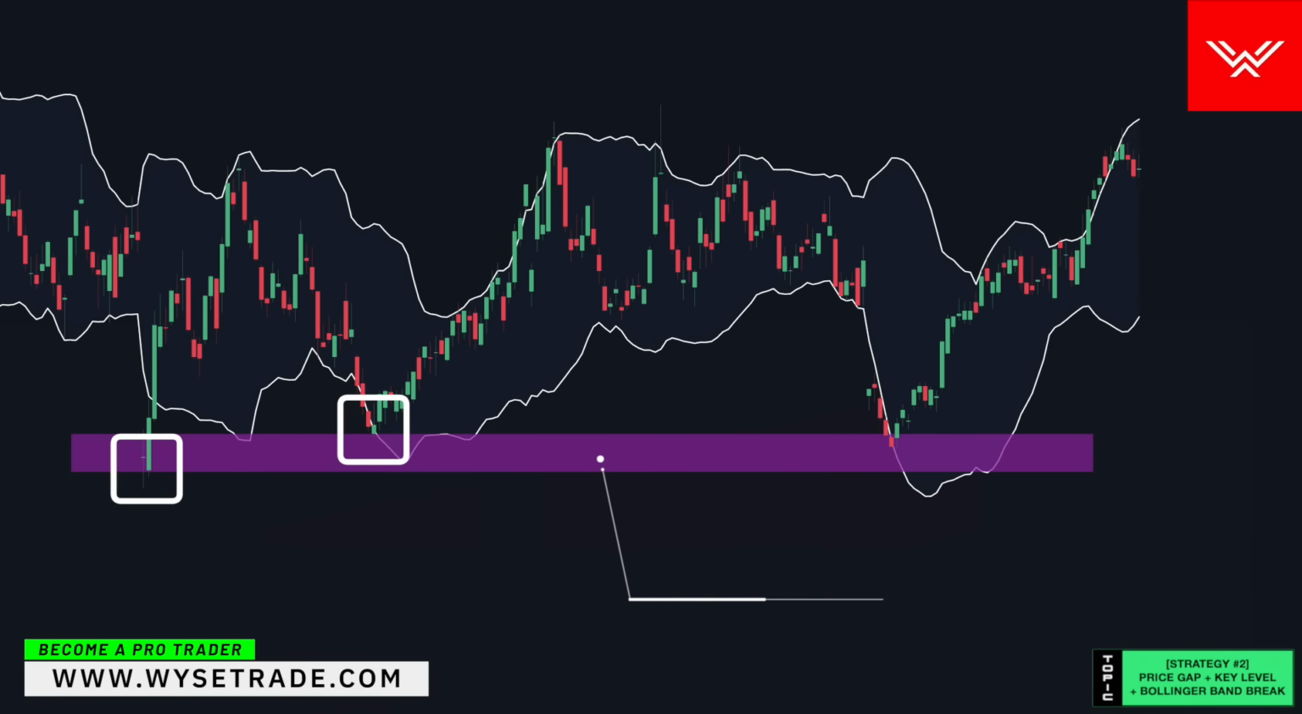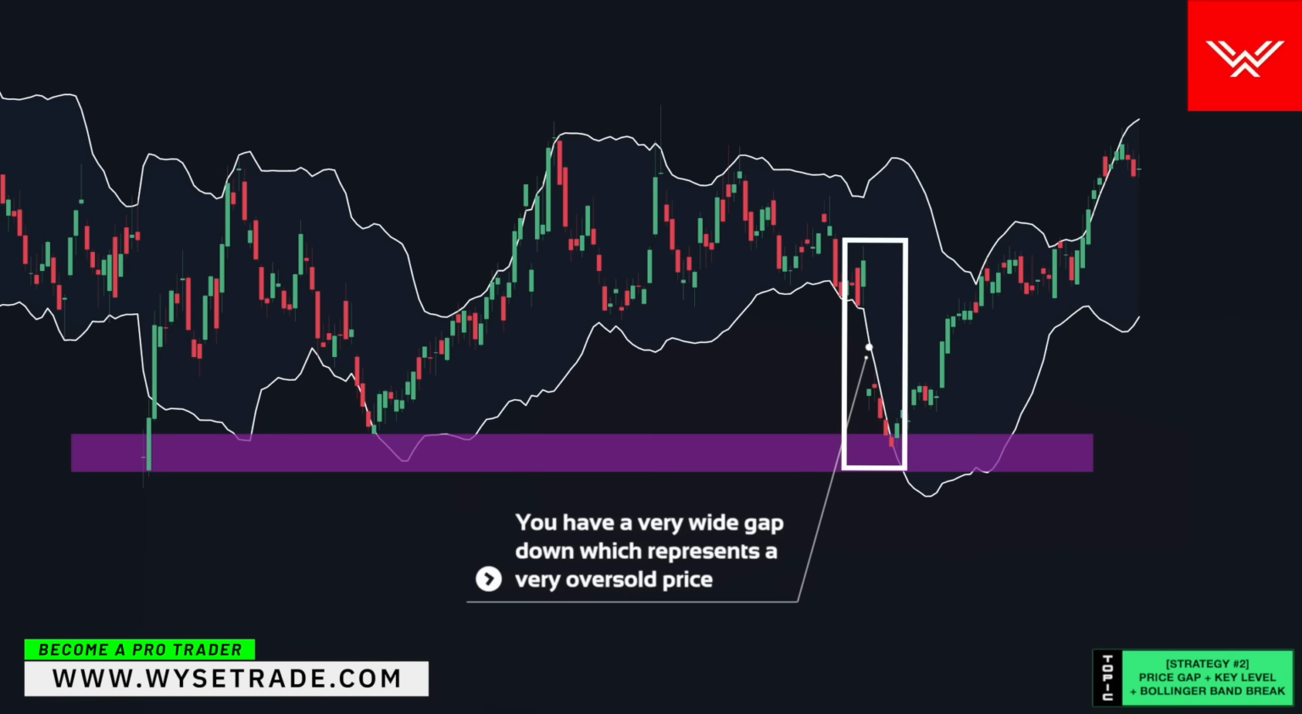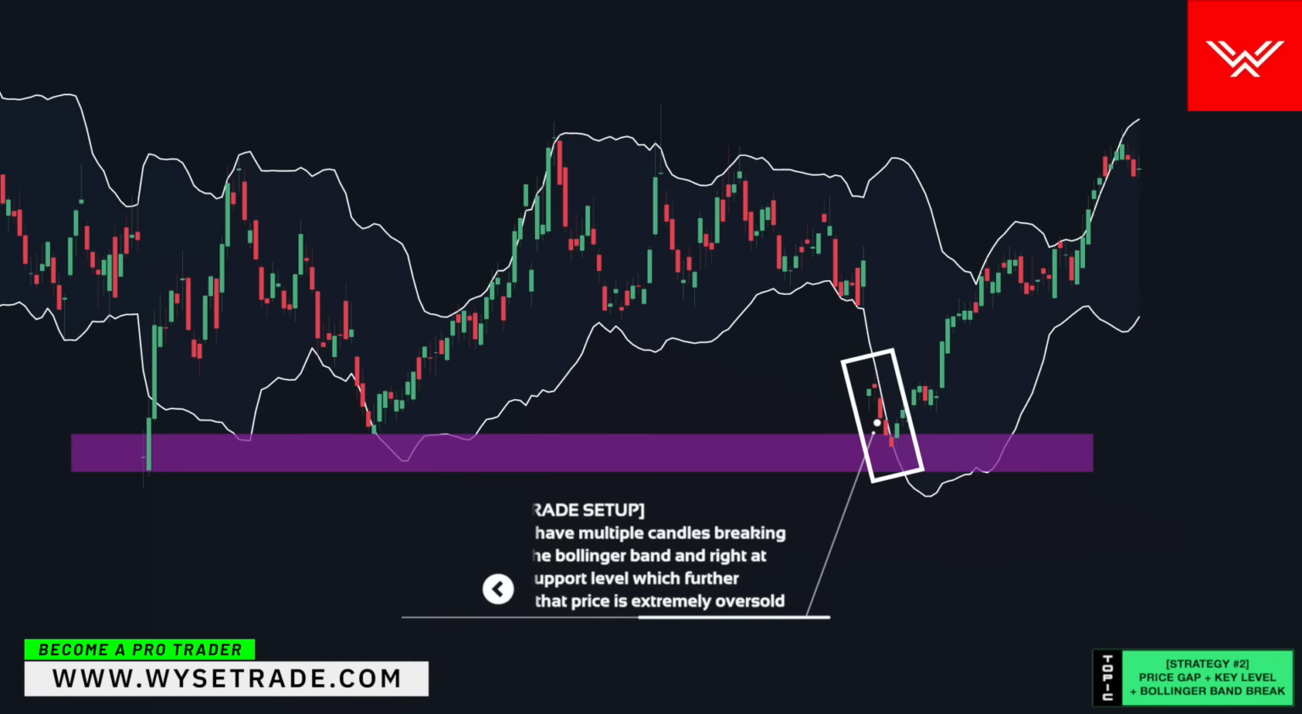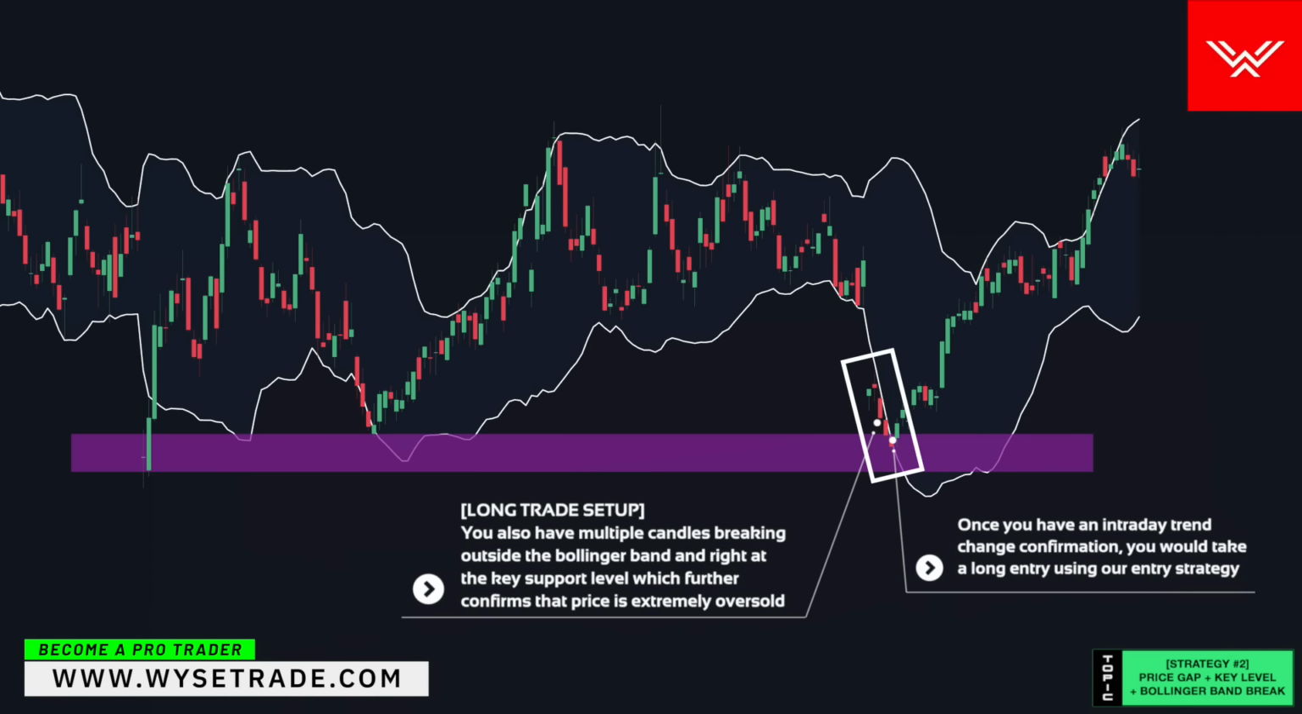These two reversal points give you your wide support zone. As price comes back down, you have a very wide gap down, which represents a very oversold price. You also have multiple candles breaking outside of the Bollinger Band, which further confirms that price is extremely oversold. Once you have an intraday trend change confirmation, you would take a long entry using our entry strategy.